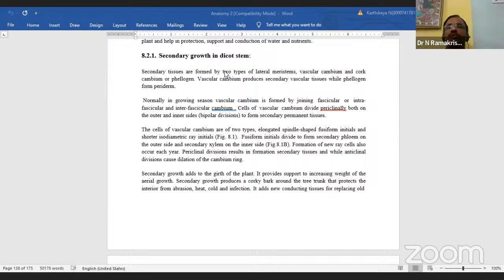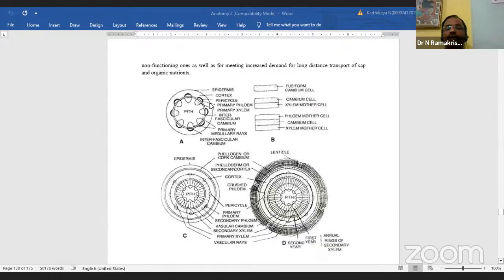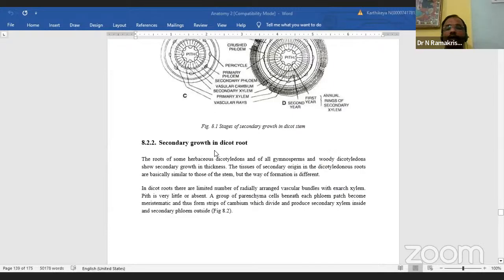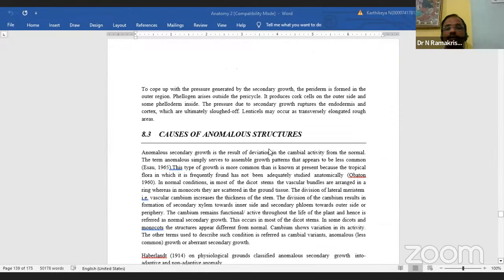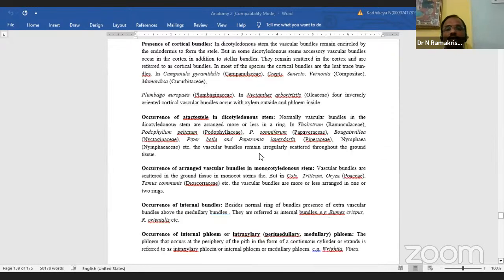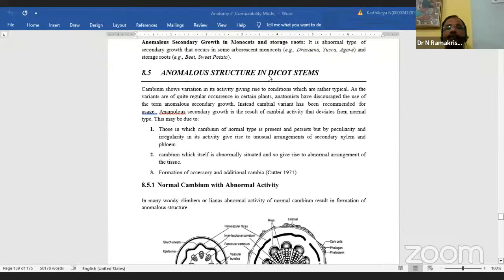Secondary tissues are formed by two types of lateral meristems: the vascular cambium and the cork cambium. The vascular cambium produces vascular tissues, while the phellogen produces the periderm. So we call this secondary development. Now you see here, this is after the secondary development. Secondary growth in the dicot, the same in root and stem. And next, this is an anomalous structure of dicots.